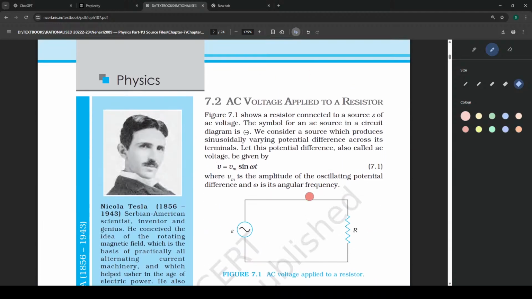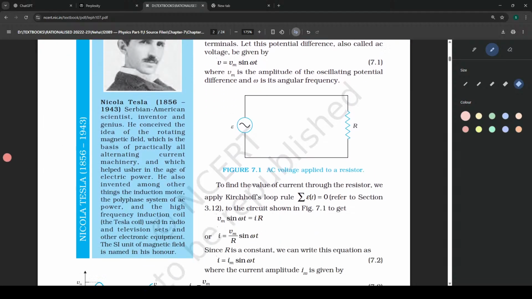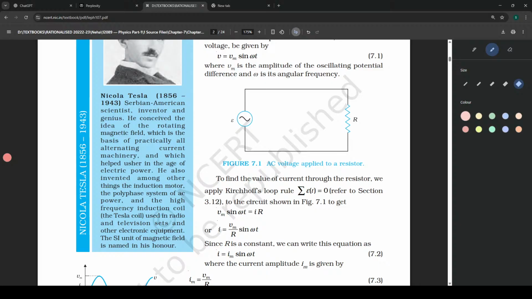Okay. Before going to the next topic, let's see something given about Nikola Tesla. Nikola Tesla, 1856 to 1943. He's a Serbian American scientist, inventor, and a genius. He conceived the idea of the rotating magnetic field, which is the basis of practically all alternating current. Maybe they are talking about the AC generator, where there is a coil, basically an armature, which will rotate. Mechanical work is done, and through which an AC current is produced due to changing magnetic flux.